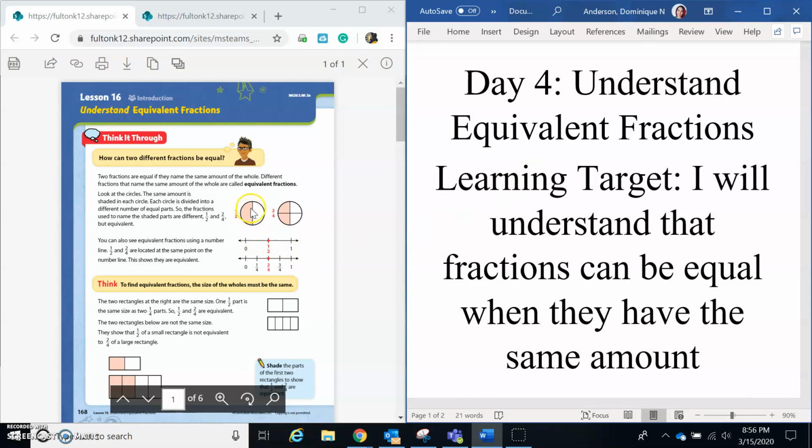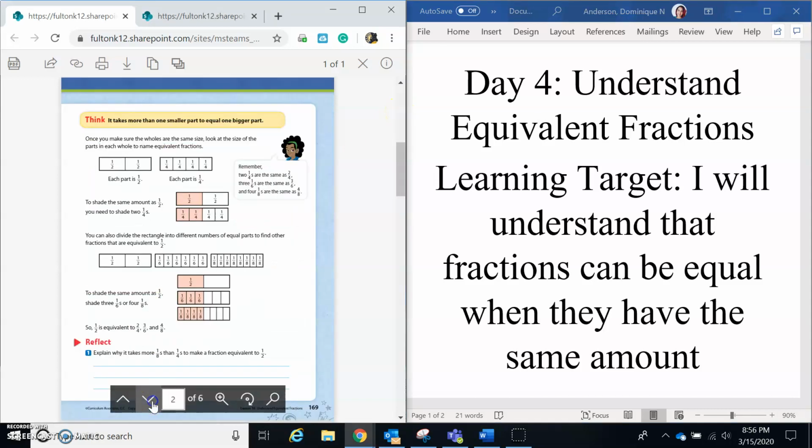So if we look over here, you see 1/2. Half of this is shaded. And then if you look here for 2/4, we still have that half. They just, now it's just partitioned into 2 more parts or 2 more pieces. Okay? And then also when it's on the number line, they're at the same point on the number line. So 1/2 is right here. 2/4 is directly underneath.